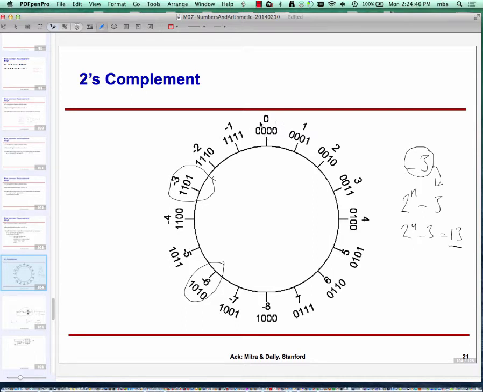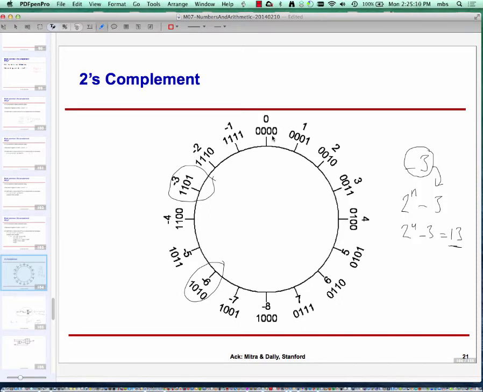And when it comes to 0, if I try to represent minus 0, well, 0000 is plus 0. Its 1's complement is 1111. And then its 2's complement would be 1111 plus 1, which is back to 1 followed by 4 zeros. But we are going to ignore the carry out, so I'm going to be left with 4 zeros. So this 2's complement has a nice property that 0 and minus 0 are the same.